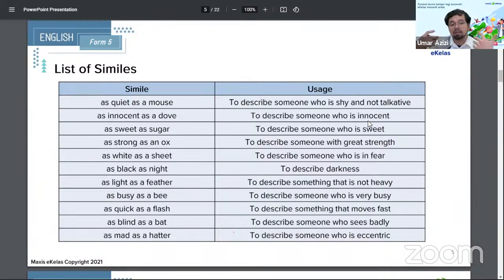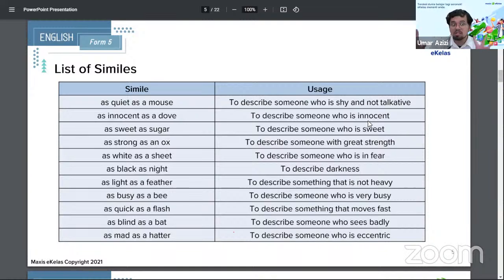They're very nice, very informative, they give you a nice feeling. They're fun to be around. They give you favors, provide you favors. They do things for you. They're sweet. As strong as an ox, to describe someone with great strength. As white as a sheet, to describe someone who is in fear.